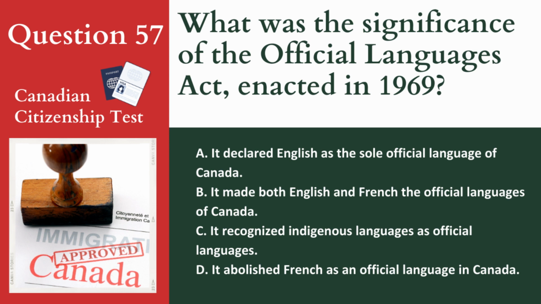Question 57. What was the significance of the Official Languages Act, enacted in 1969? A. It declared English as the sole official language of Canada. B. It made both English and French the official languages of Canada. C. It recognized Indigenous languages as official languages. D. It abolished French as an official language in Canada.